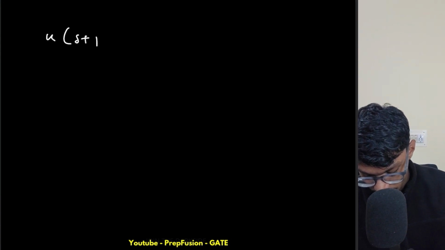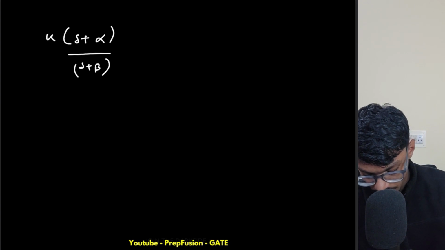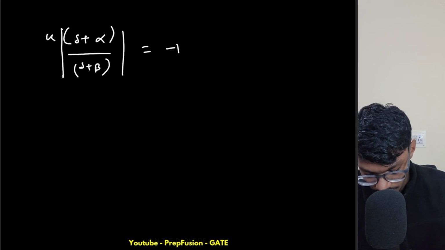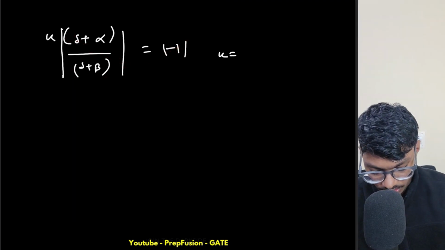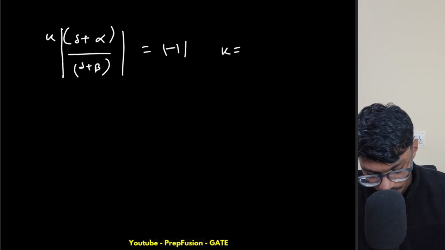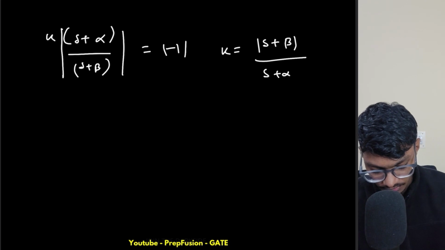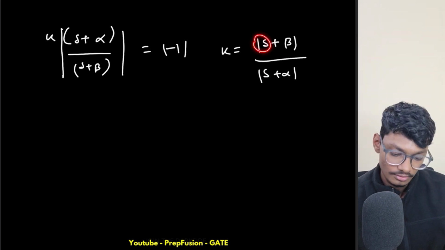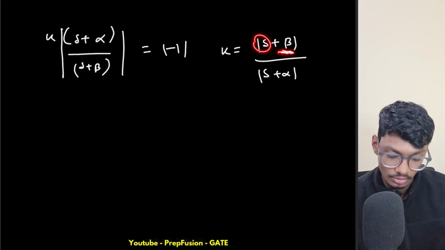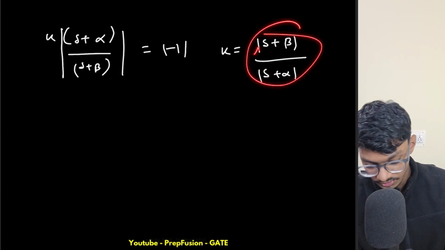this was s plus alpha upon s plus beta. I'm taking the magnitude on both sides. Now s plus beta goes above, s plus alpha goes down, so k equals the magnitude of s plus beta upon the magnitude of s plus alpha. Now what does this magnitude represent? This basically represents the distance of this test point from this pole, sorry, from this zero, and the distance of this test point from this pole. That is what this represents. That is what the formula is saying.